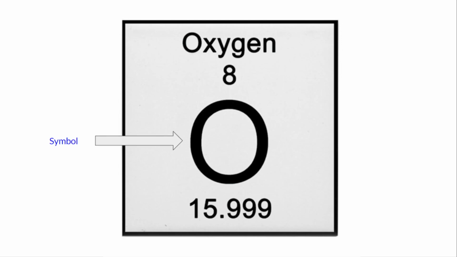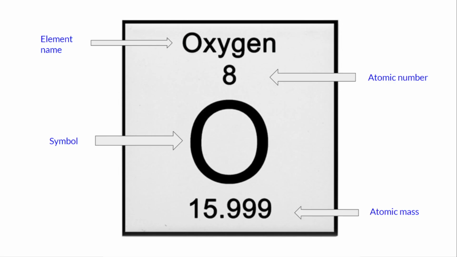Okay, so on the element square, you often have a symbol of the element. So for example, oxygen, the symbol is going to be O. And then the other one is the full name of the element. That's the element name, pretty obvious. And then we have two numbers. The first one is the atomic number. The lower number is usually on the top, and the larger number is usually on the bottom. The bottom number is the atomic mass.